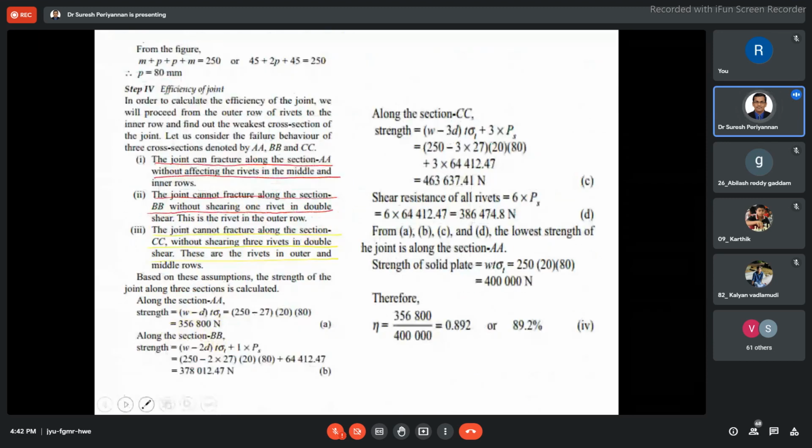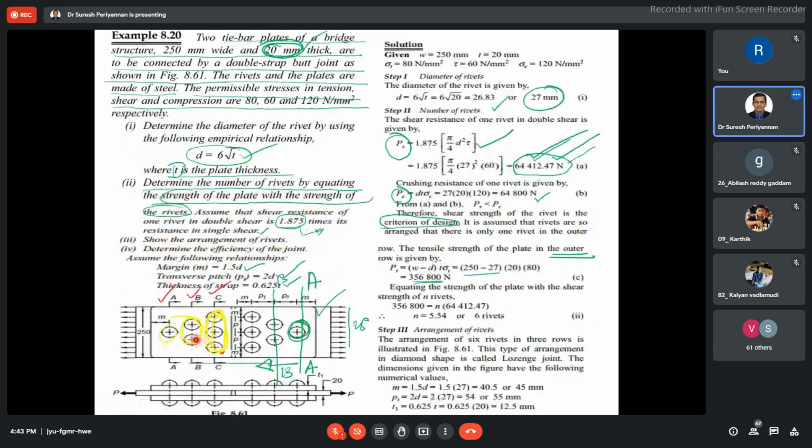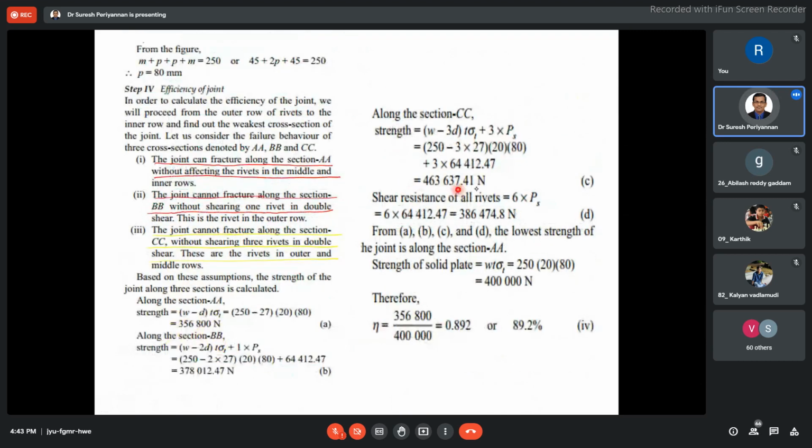When I'm considering three rivet holes, (W minus 3D) into T into sigma T, plus the shear strength of three rivets. These three rivets' shear resistance I am considering now. In the earlier case, this rivet's shear resistance was considered. Now find out these values. Among all these values, I'll come to that later.